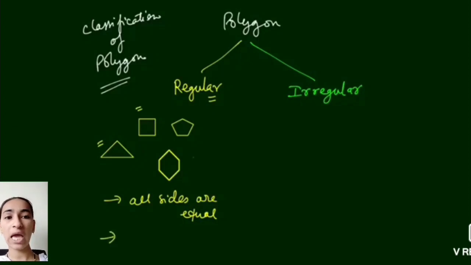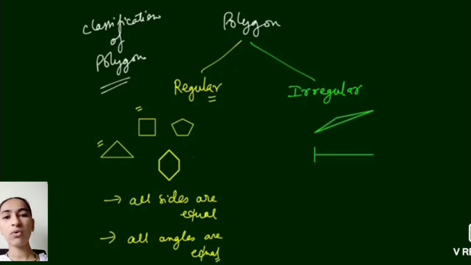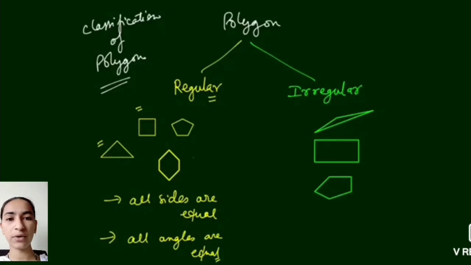And all angles also. Okay, students, if all angles are equal, then they are called regular polygon. Angles and sides should be equal, then that is called the regular polygon. And what about irregular? Irregular means suppose one side is equal, one side is not equal, or angles are different, then they are called irregular polygon.